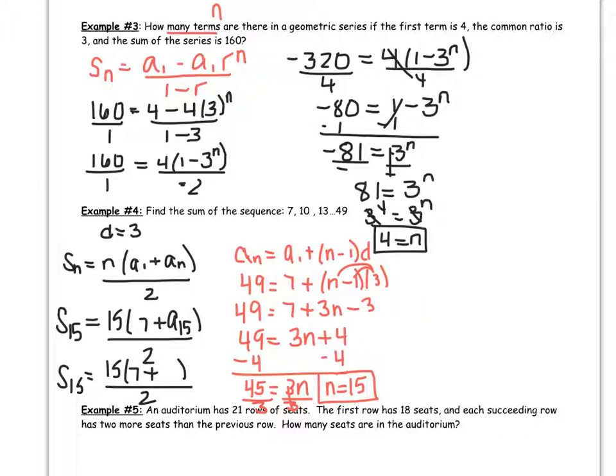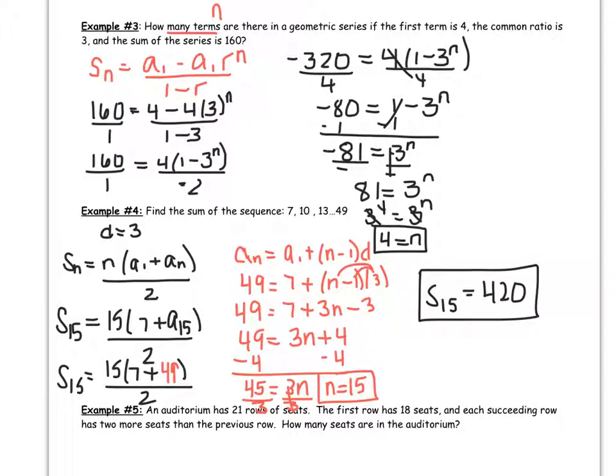So a sub 15, technically we already know. We know a sub 15 is 49. That's my last term. So we actually can go ahead and plug 49 right in here. And then calculate this and hit resume when you're ready to see the answer. Okay, I got the sum of the first 15 terms to be 420.